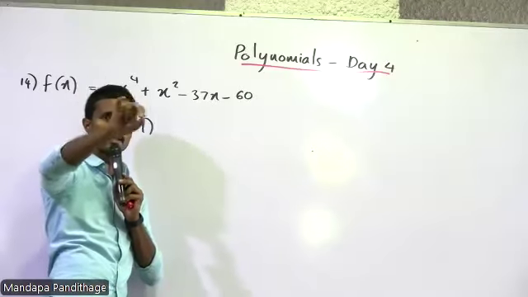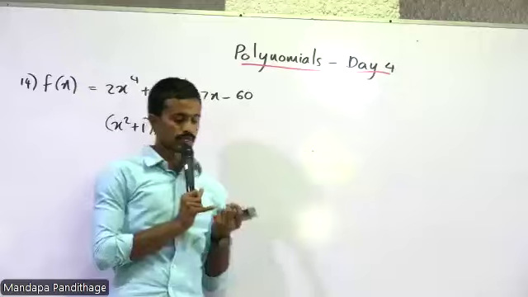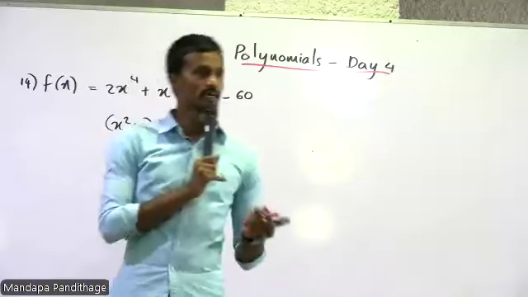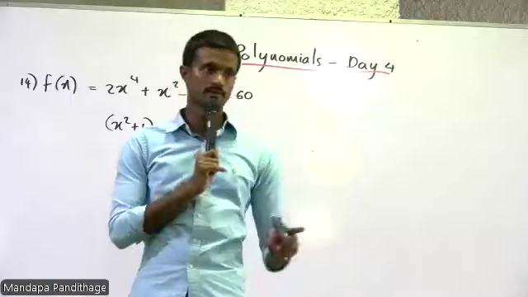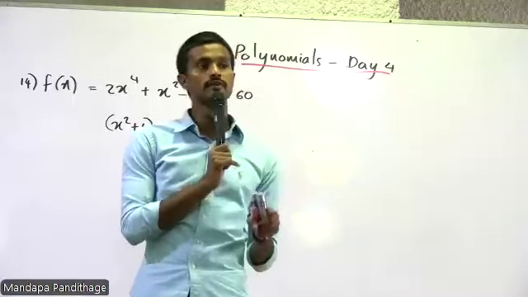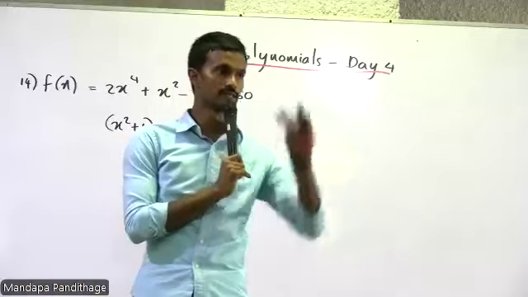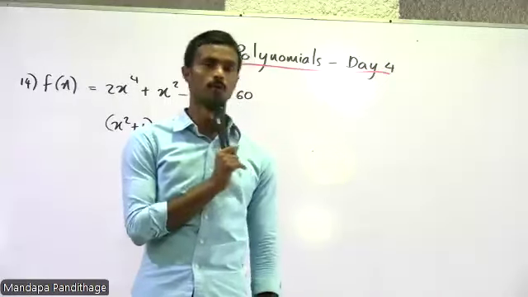Even in the remainder theorem and factor theorem, we were working with x minus 1, x plus 2, 2x minus 1 as factors. So keep in mind, in both the factor theorem and the remainder theorem, we are only working with linear factors or linear divisors.